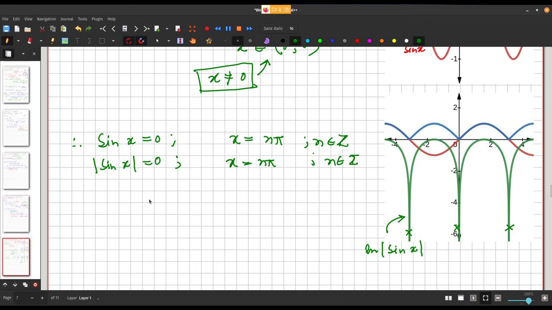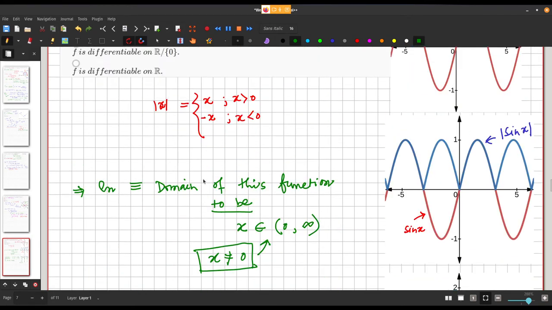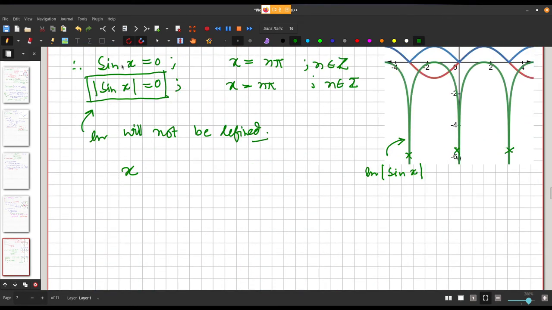Right. So for this set of values where mod sin x is equal to 0, the log of mod sin x will not be defined, and for those values we will not find a differentiable form of the function. So the function will not be differentiable at these points.